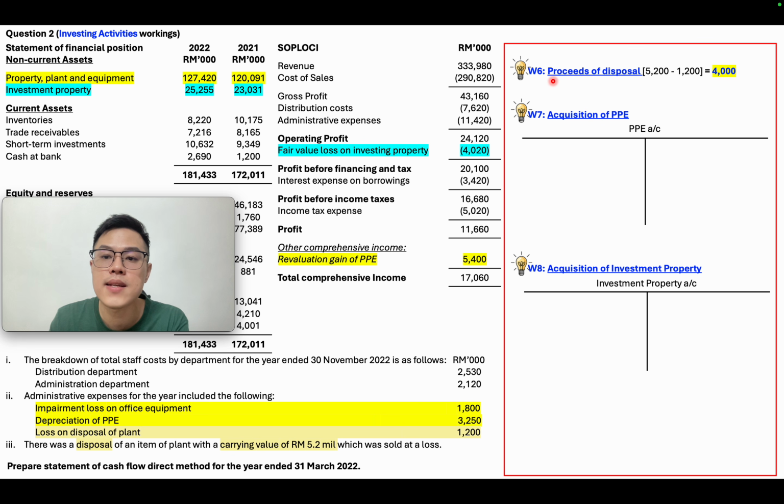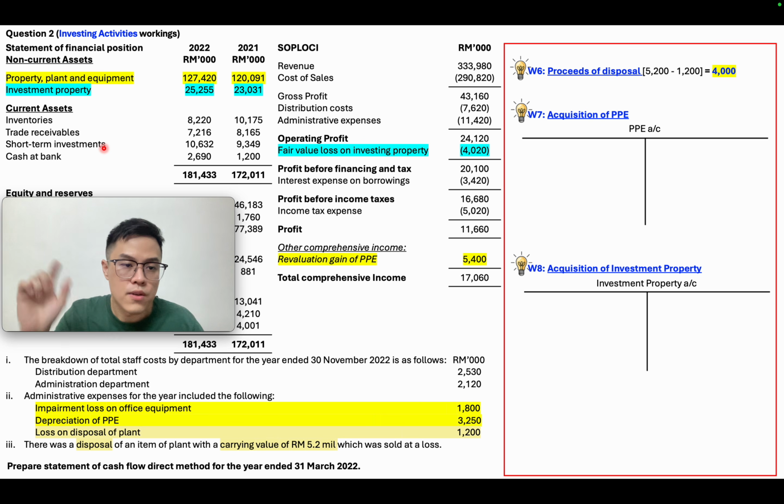So your working 6 proceeds of disposal will be 5.2 minus 1.2 million. You know that you sell at 4,000, you sell at a loss. This is your proceeds of disposal. Put it as a positive under investing activities. This question, you got PPE and investment property as well. I tell you already, this is your hints. And a short-term investment, in here, we assume it is less than 3 months. So we will put it under our cash flow.